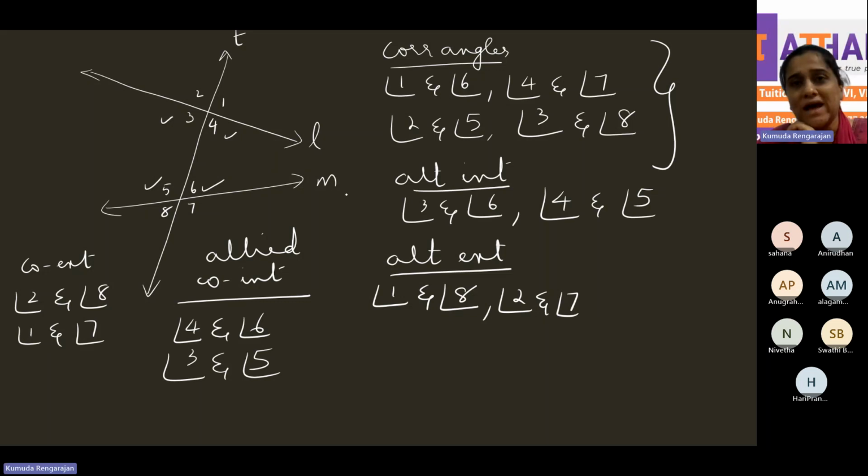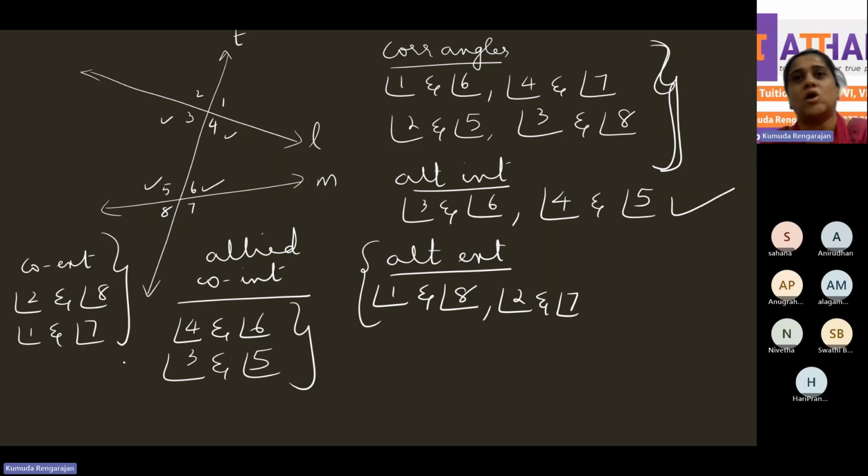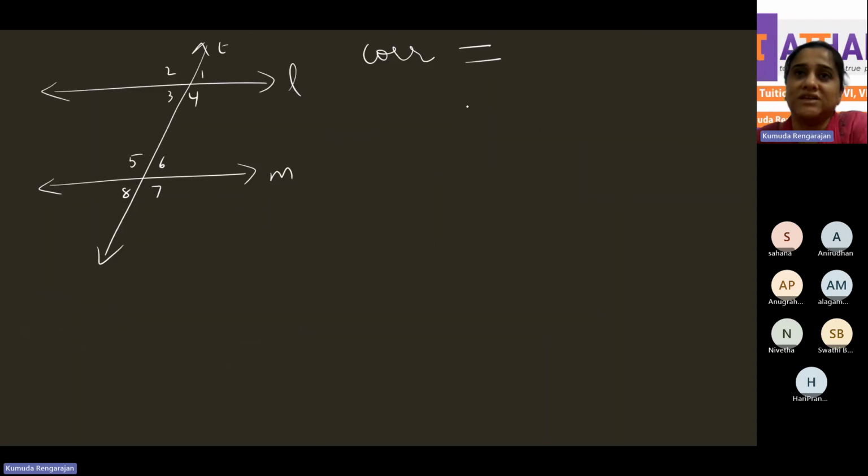When L is not parallel to M, whatever we have mentioned here, they are corresponding angles. These are alternate interior angles. These are alternate exterior angles. These are allied angles. These are co-exterior angles. All that is there. But when the lines are not parallel, corresponding angles are not equal. When the lines are parallel, corresponding angles are equal.